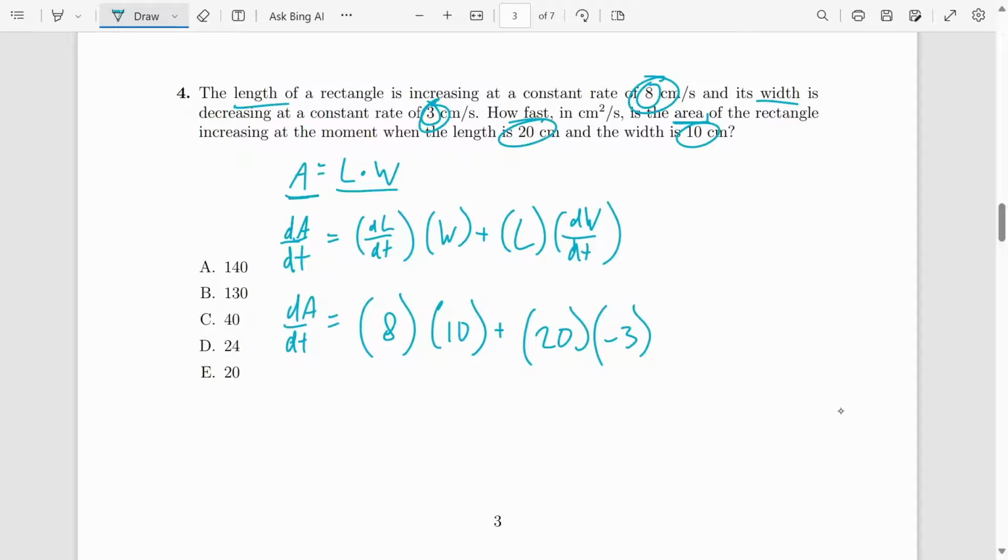So now we have this, and we can just go ahead and solve for dA over dt by multiplying these two little things. 8 times 10 is 80. 20 times -3 is -60. We're left with 20, which is the rate at which the area is increasing when the length is 20 centimeters and the width is 10 centimeters. Answer choice E.